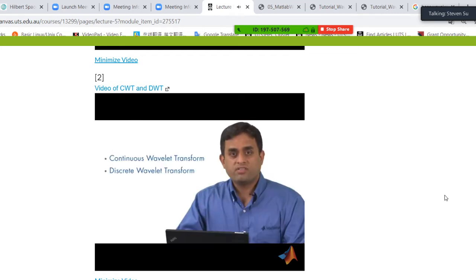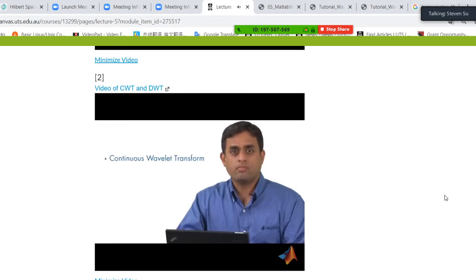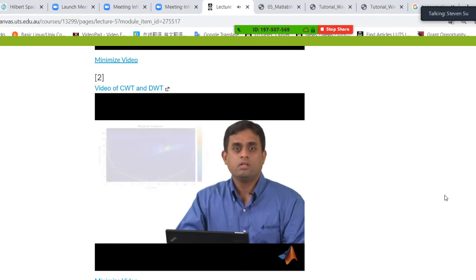As I mentioned in the previous session, these two transforms differ based on how they discretize the scale and the translation parameters. We will discuss these techniques as they apply in the 1D scenario. Let us take a closer look at the continuous wavelet transform, or CWT. You can use this transform to obtain a simultaneous time frequency analysis of a signal.